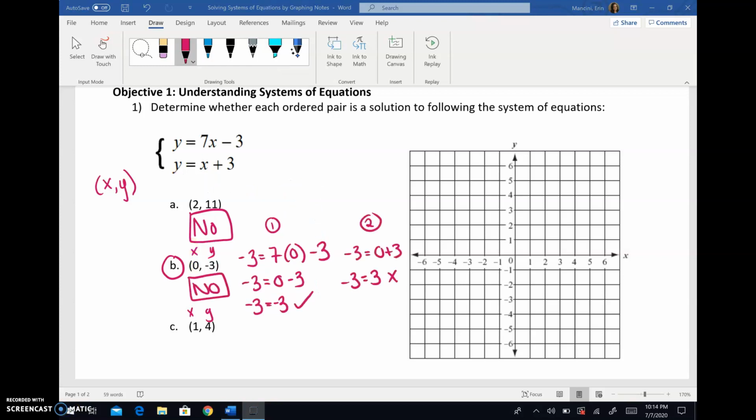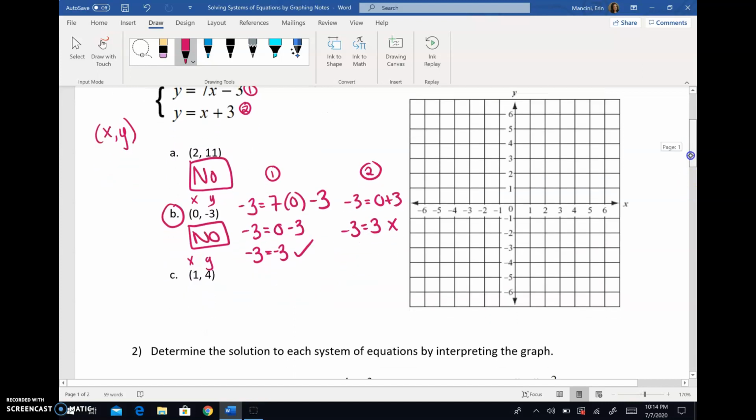Okay, here's my work. If you look below the 1, I'm calling this equation 1. If you look below the 2, I'm calling this equation 2. In the first one, it works. -3 equals -3. So (0, -3) is a solution to the first one, but it's not a solution to the second one. So no, it is not a solution to the system as a whole.